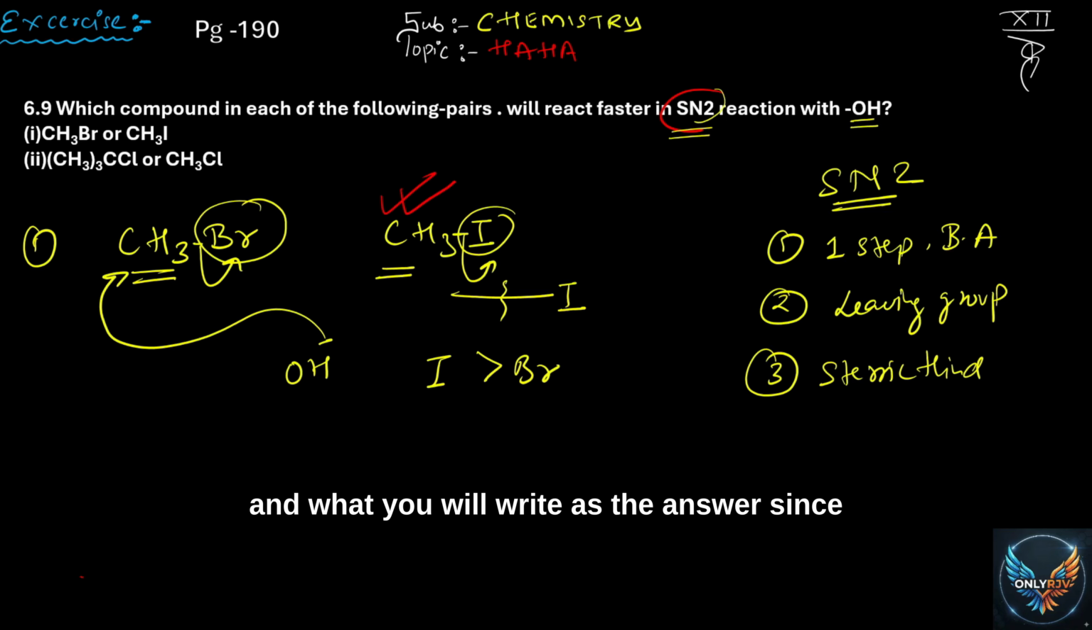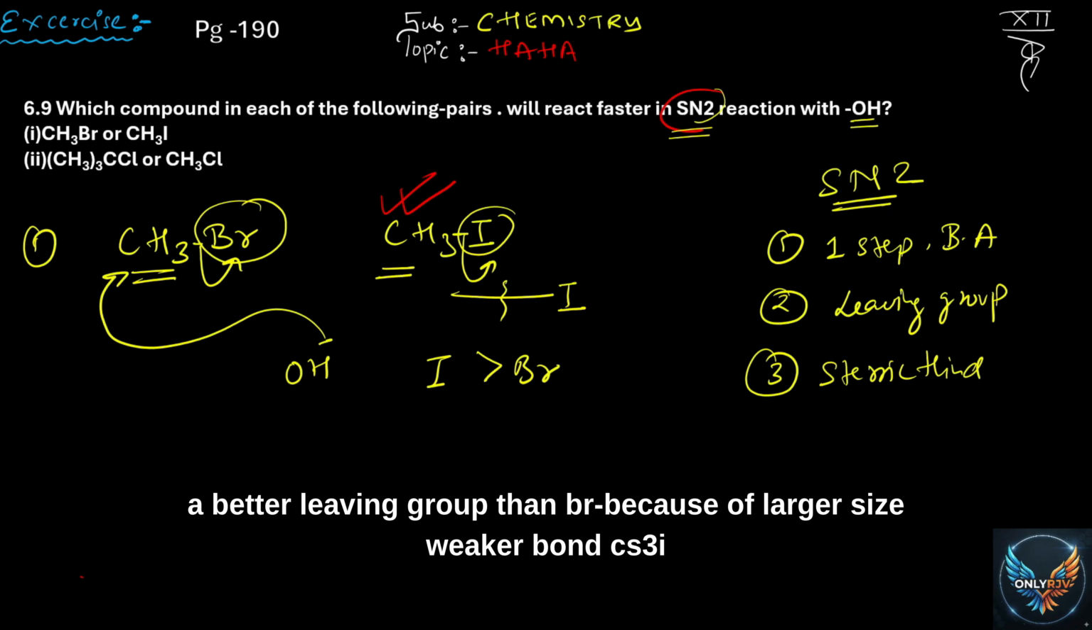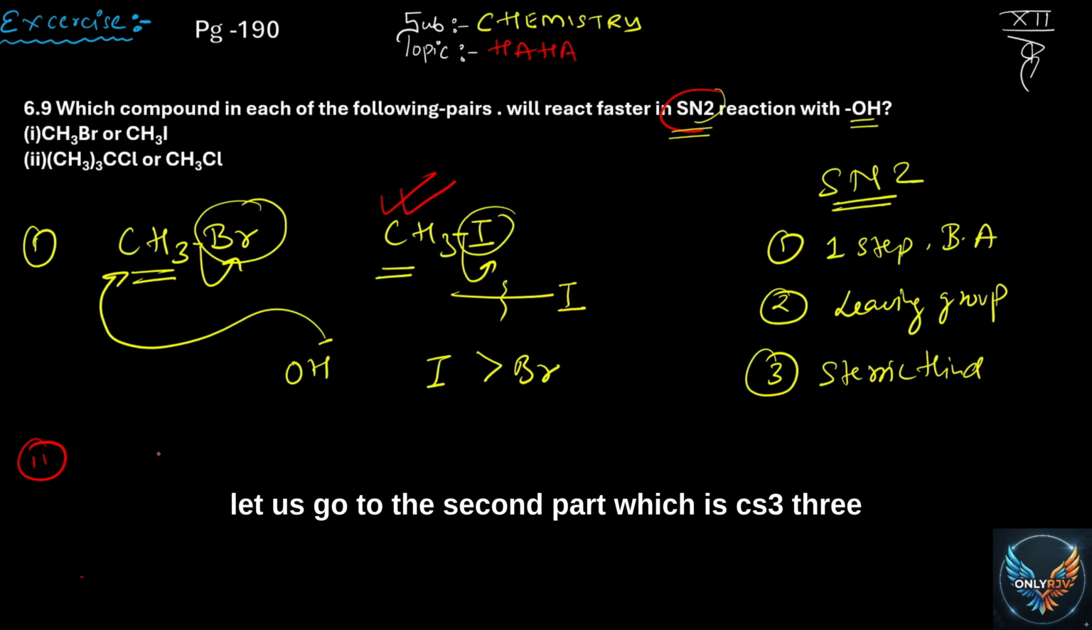And what you will write as the answer: since both are methyl halides, with very little steric hindrance, the deciding factor here is the leaving group. I minus is a better leaving group than Br minus because of larger size and weaker bond. CH3I will react faster in this SN2 reaction. Now let us go to the second part, which is (CH3)3CCl or CH3Cl.